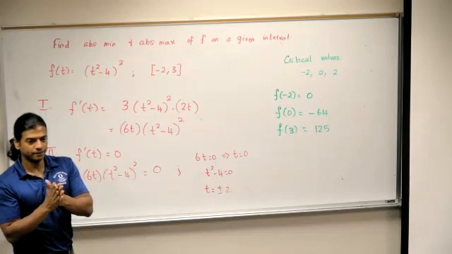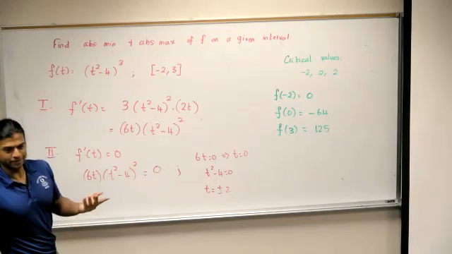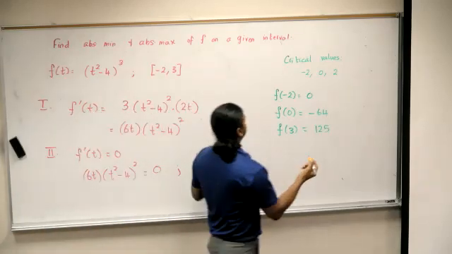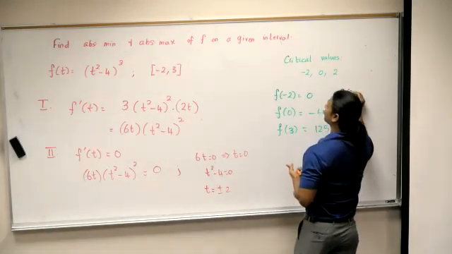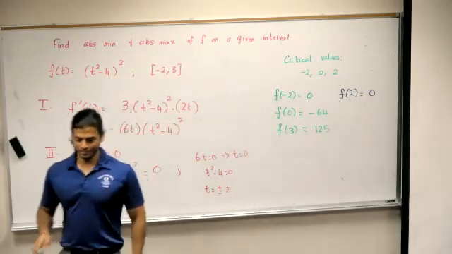Sorry, why didn't you put in 2 as well? You can, no big deal. Nothing wrong with it. So f of 2 will still be 0. Oh, okay, I see.